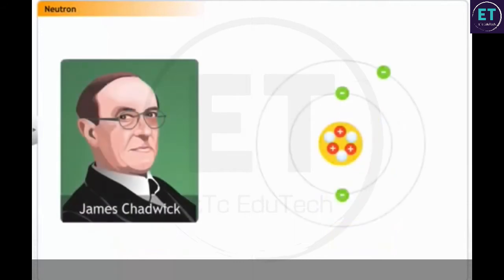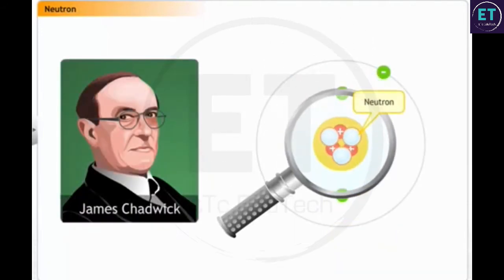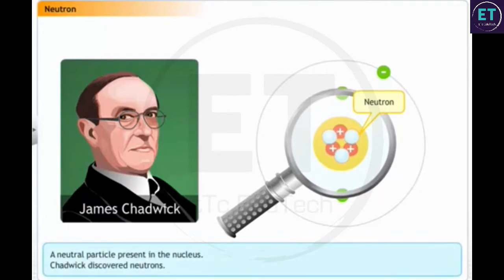This problem was solved when James Chadwick discovered another particle, the neutron. A neutron is a neutral particle with a mass equal to that of a proton and is present in the nucleus along with the proton.